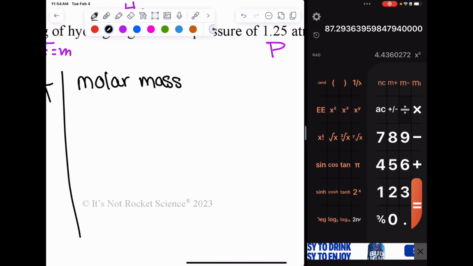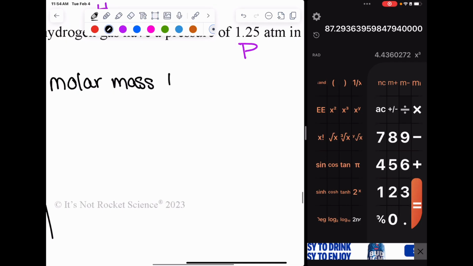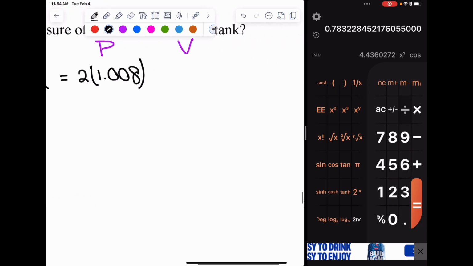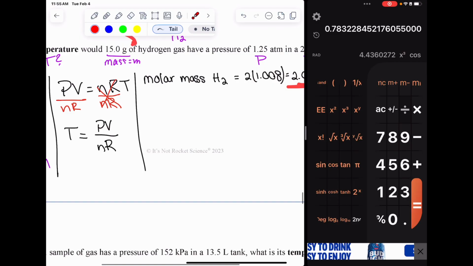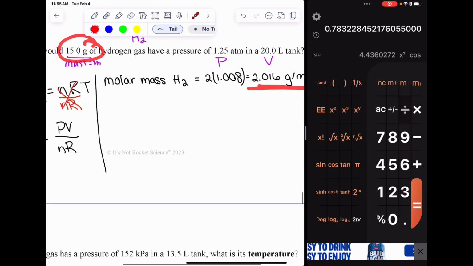This is a flashback to the last unit. So molar mass of H2 means we need to find the weight of hydrogen, and particularly there's two of them. And so the weight of hydrogen gas is 2.016 grams per mole. So now that we know the molar mass, we can turn 15 grams into moles.